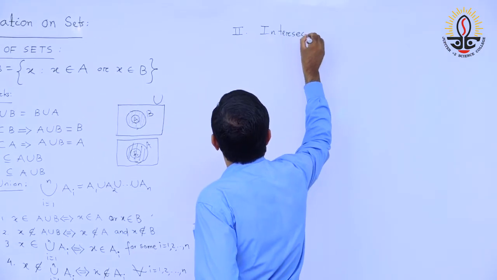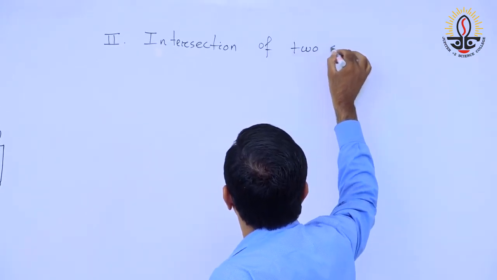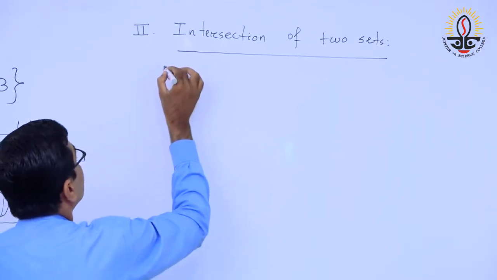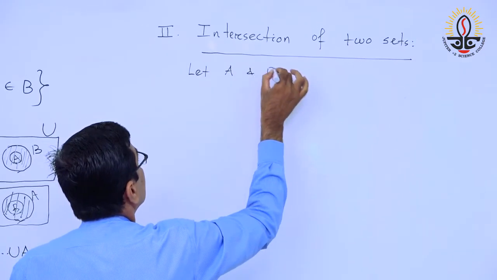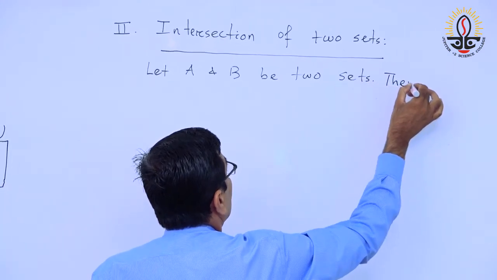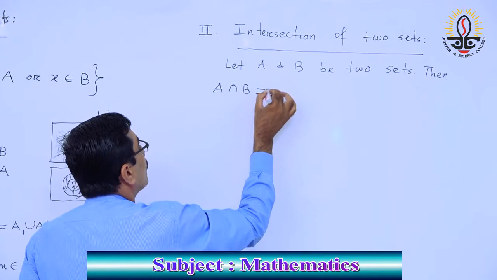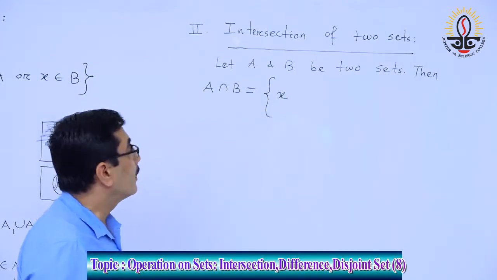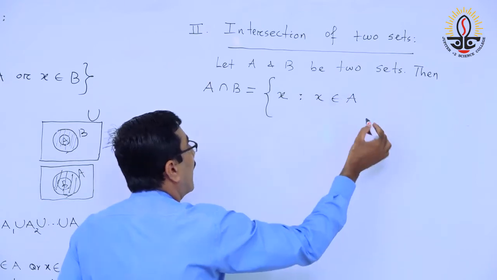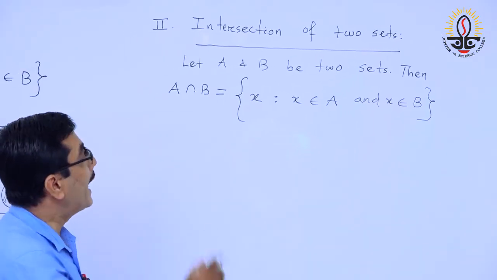Intersection of two sets. First of all, let A and B be two sets. Then their intersection, A intersection B, is the set of all x such that x belongs to A and x belongs to B. x belongs to A and x belongs to B.